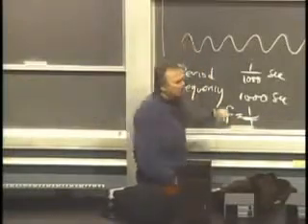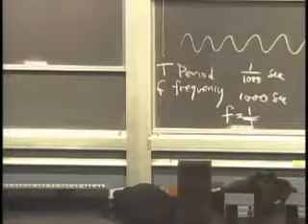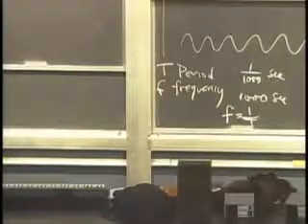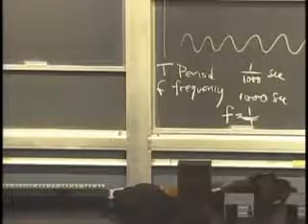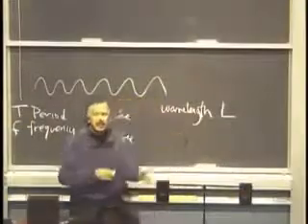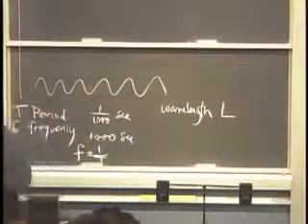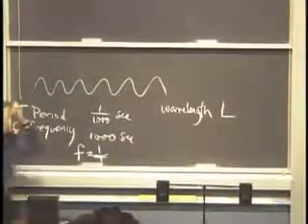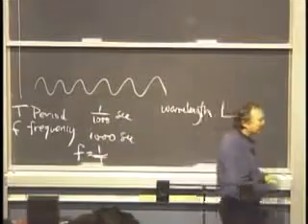Now, as the wave is traveling, here we have a wave that's traveling. And you can see here are the two crests. There's a distance between them. That's called the wavelength, L. And that's the distance. So you measure it in meters or feet or inches or centimeters or anything you want. And that's the distance.